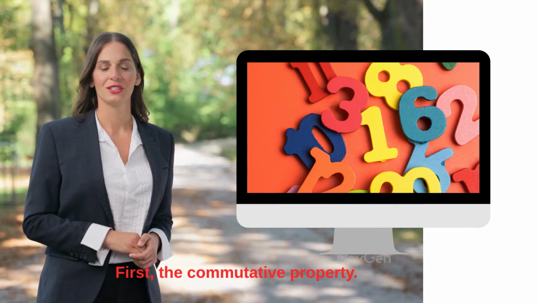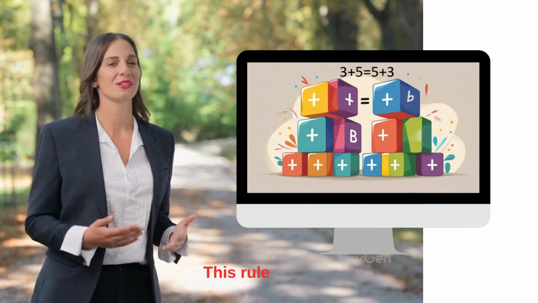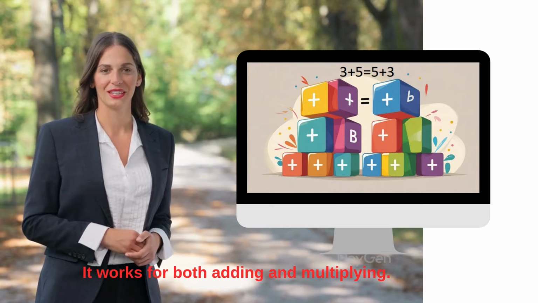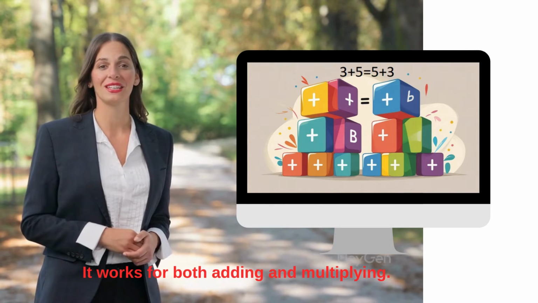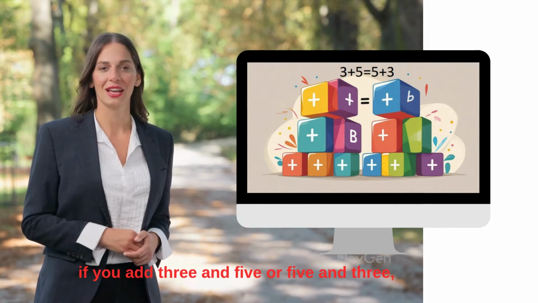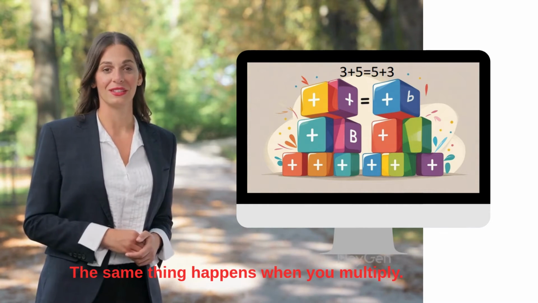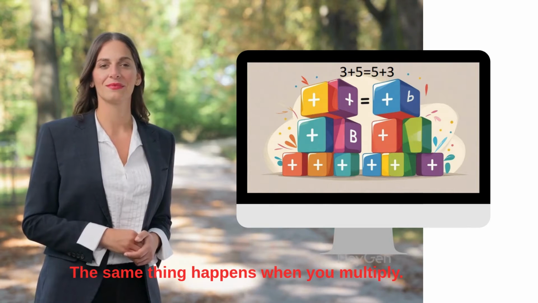First, the commutative property. This rule says that changing the order of 2 numbers does not change the answer. It works for both adding and multiplying. For example, if you add 3 and 5, or 5 and 3, you get the same result. The same thing happens when you multiply.